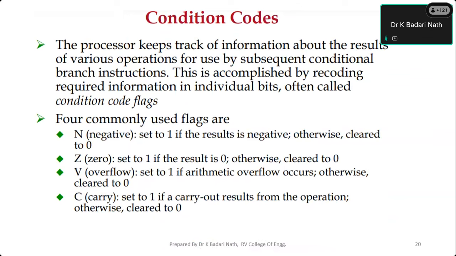So a processor not only contains general purpose registers, program counter, instruction register, and the link register. It also contains a special register called the flag register. So a flag is nothing but 4 to 6 flip-flops put together, each one indicating one meaning. Now let's look at the first flag, N. N means negative flag.